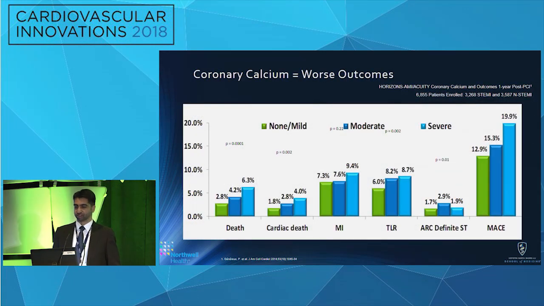And we know that the presence of coronary calcium really portends worse outcomes. This is from the HORIZONS and the ACUITY data set. As you can see here, a total of 3,000 STEMI and non-STEMI patients. You can see here that severe calcium definitely had the worst outcomes for overall MACE, going through the entire gamut.